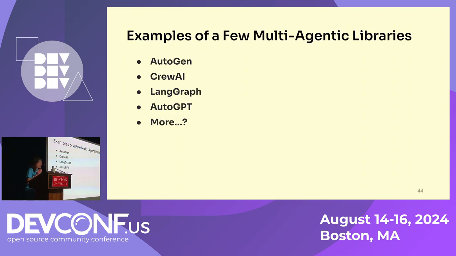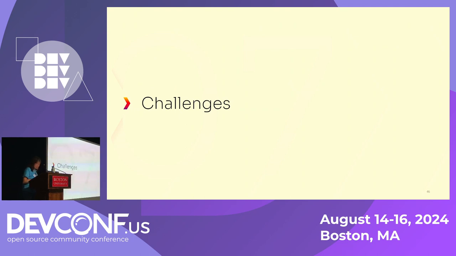Okay, so there are a couple of multi-agentic libraries that you can think of using. These are all Python, by the way: AutoGen, CrewAI, LangGraph, and AutoGPT if you're interested, and there are many more out there too. Okay, so now the last piece, I think the last minute, is challenges of this.